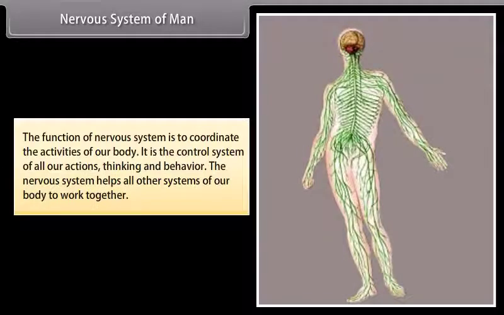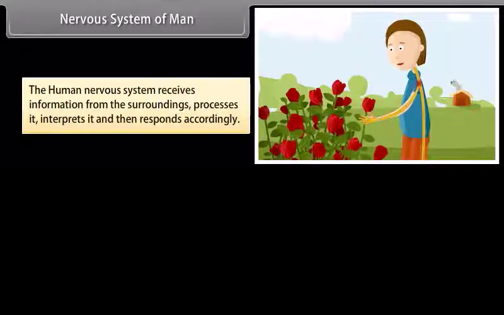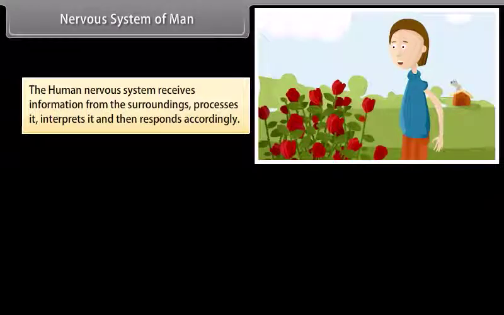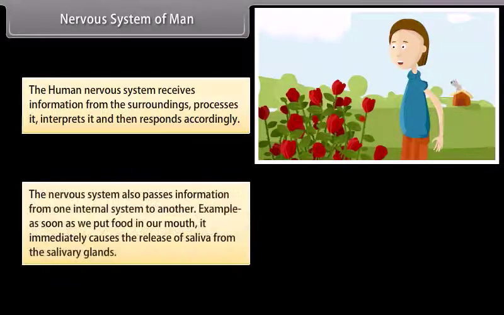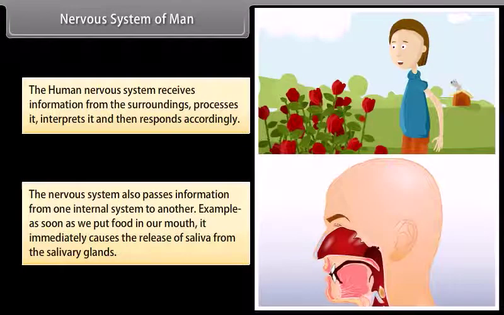Nervous system of man. The function of the nervous system is to coordinate the activities of our body. It is the control system of all our actions, thinking, and behavior. The nervous system helps all other systems of our body to work together. The human nervous system receives information from the surroundings, processes it, interprets it, and then responds accordingly. The nervous system also passes information from one internal system to another. Example: as soon as we put food in our mouth, it immediately causes the release of saliva from the salivary gland.